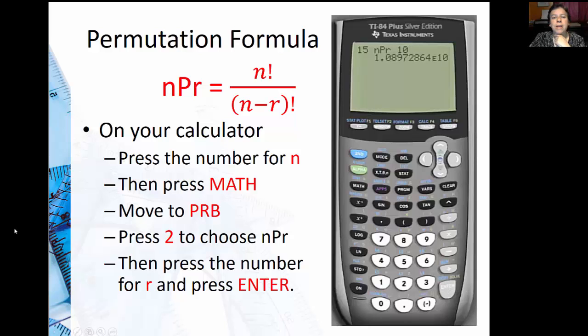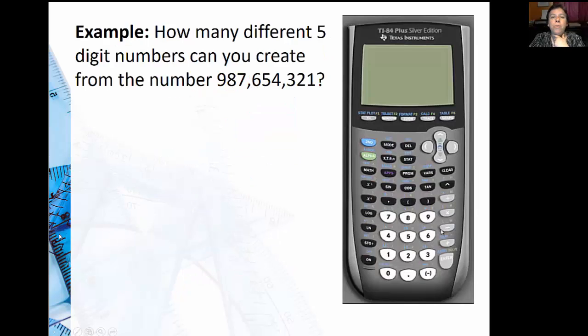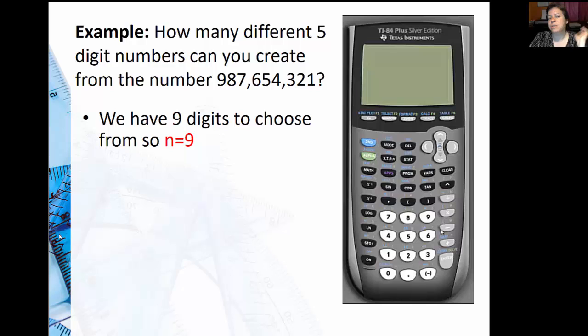So let's go ahead and do an example. How many different 5-digit numbers can you create from the number 987,654,321? I picked this number because it had 9 different digits. It's easier when I know I have 9 different things to choose from. So since I have 9 different things to choose from, n is 9. How many of them am I going to pick? I have 5 that I'm going to take, so r is 5.